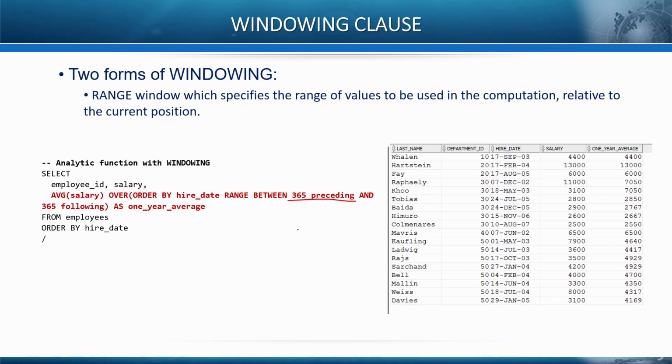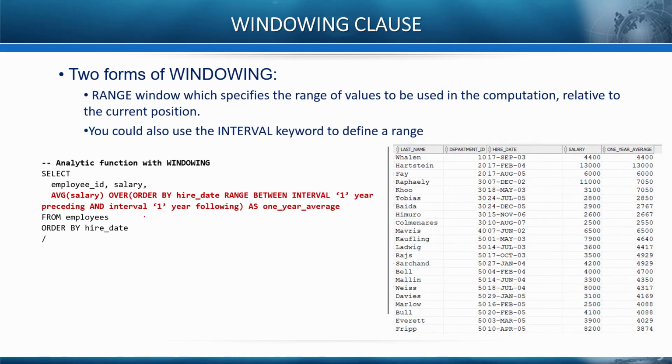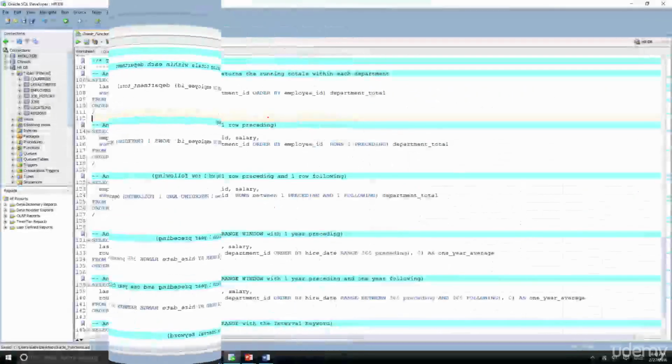In fact, there are various ways in which you could specify this range. You could specify the range using the keyword interval as well. So in this case, I'm returning exactly the same results except I'm using an interval keyword, which says range between the interval of 1 year preceding and interval 1 year following. And that is the window over which I want to see my average salaries. In this case, this is a moving average. Let's turn over to SQL Developer and see exactly how this works.